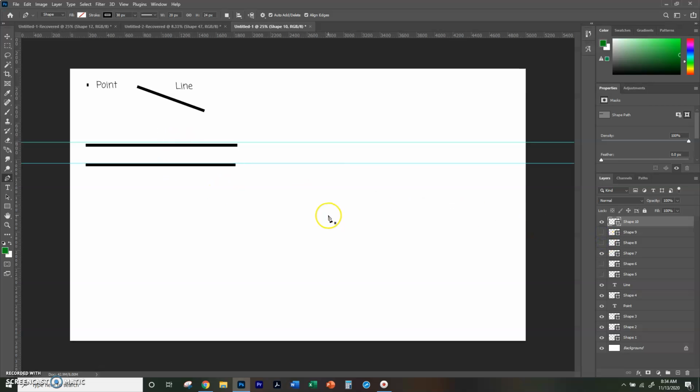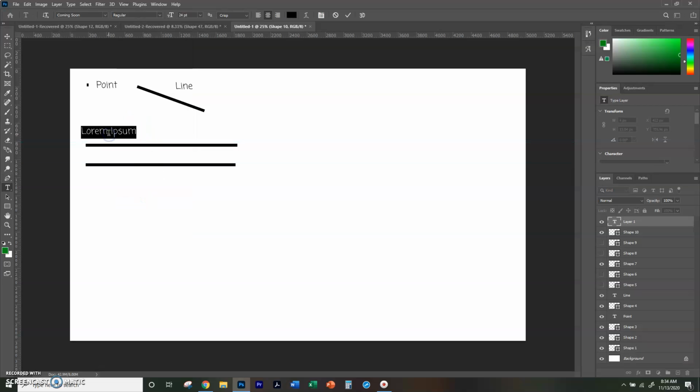And I can go ahead and get rid of my 2 points now. And so this is now a set of parallel lines. So let's label these parallel lines.